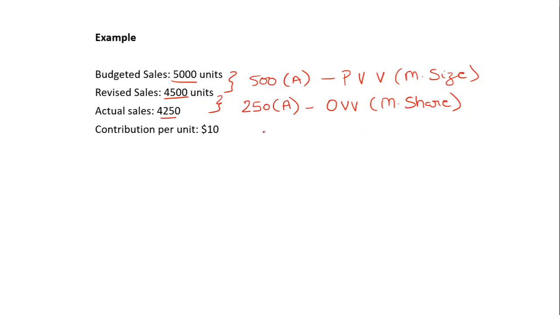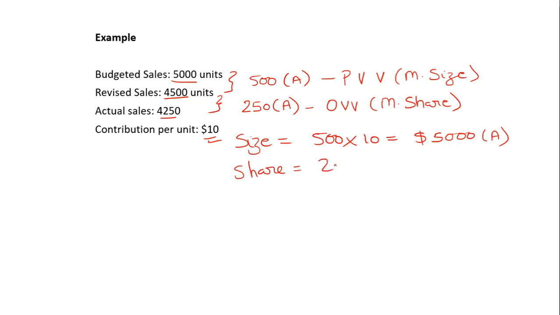Now, just like sales volume, when we multiplied it by your standard contribution or standard profit, we'll do exactly the same thing here. So when you're calculating the size variance, we'll simply say 500 units adverse into your standard contribution, which is given to us as $10. Our variance will be $5,000 adverse. And in terms of share, it was 250 units that we sold less. So 250 units into $10, again your standard contribution, it will be $2,500 adverse. So it's this simple to calculate your volume variance.